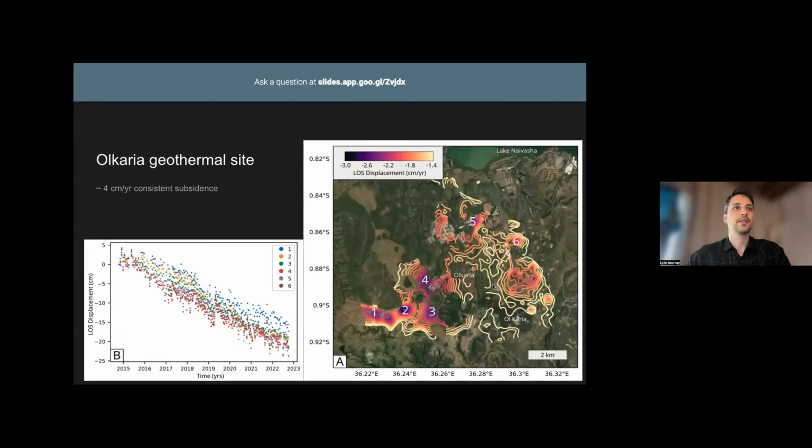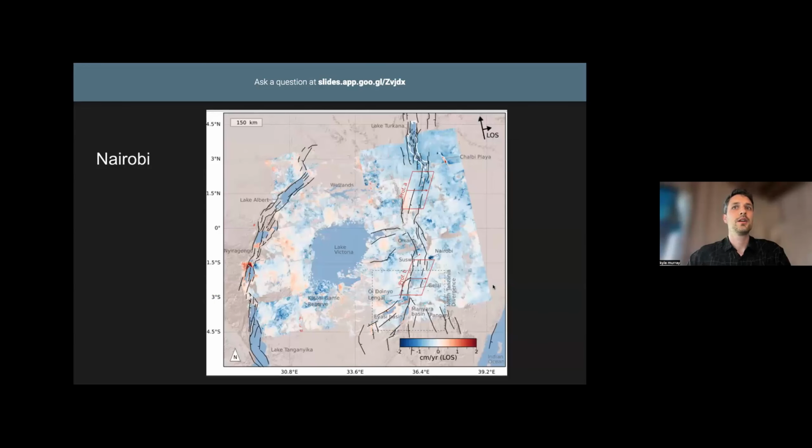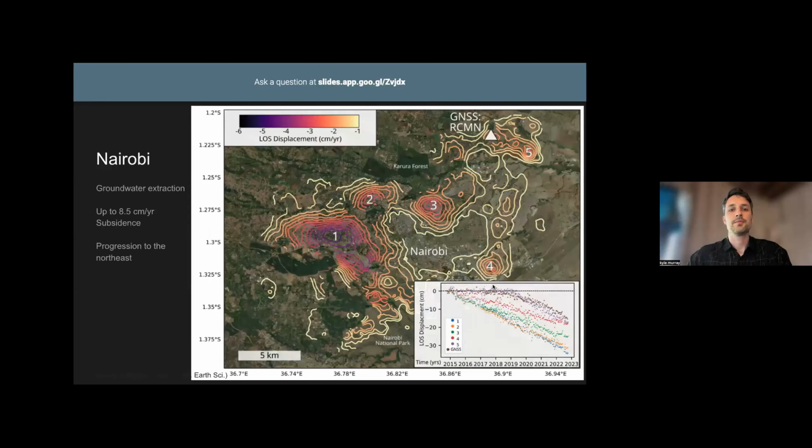I'll skip this Olkaria geothermal site because I know that's going to be covered in another talk. And I'll just finish with some data in Nairobi, Kenya. This is an area where groundwater over-extraction is driving subsidence rates up to about 8.5 centimeters per year. And there's this interesting progression where subsidence is propagating from the west to the northeast.